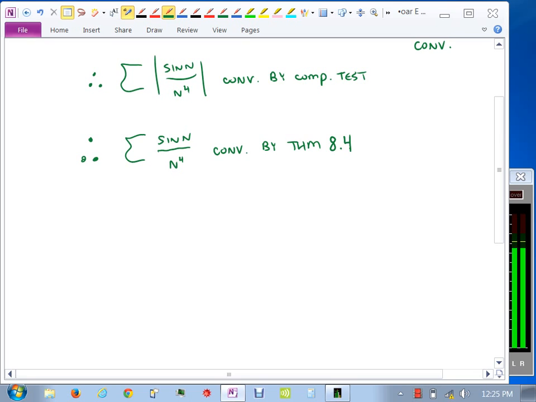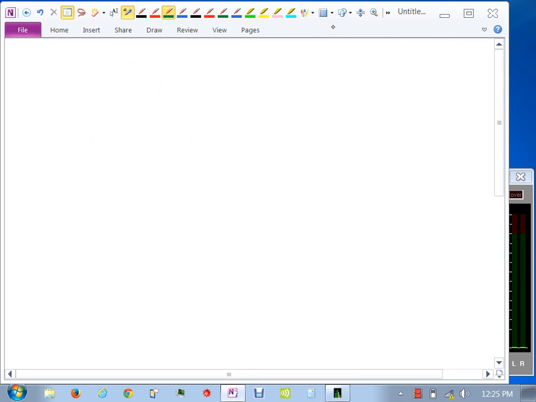By the way, that theorem is actually on this page. It's the one right above collapsing and telescoping. It's basically saying if the absolute value of a series converges, then the series itself converges. That's what we just did. We showed that the absolute value of sine n over n to the fourth converged, which meant that sine n over n to the fourth converged. All right, ratio test.